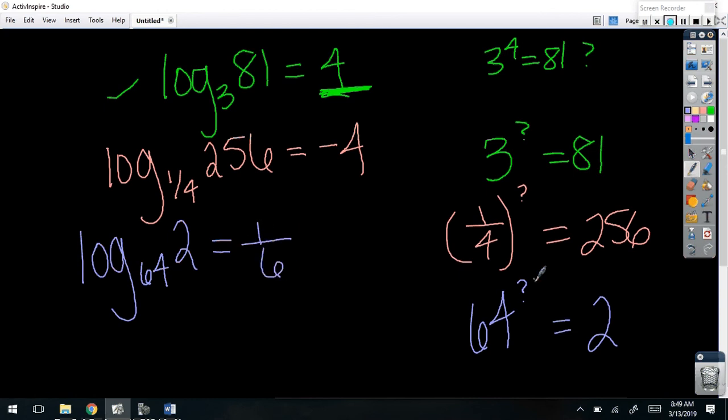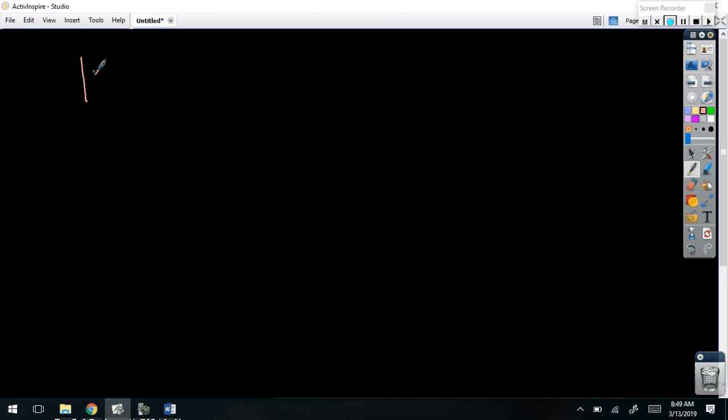Oh, I've been jumping all around. What's the sixth root of 64? 2. Oh my gosh. Wait, so the sixth root is the same thing as saying 1/6? Yes. So good. I agree.